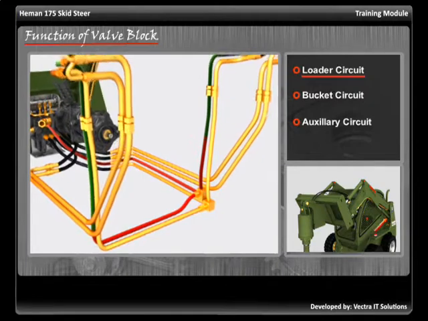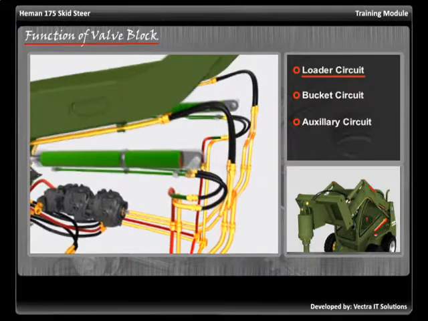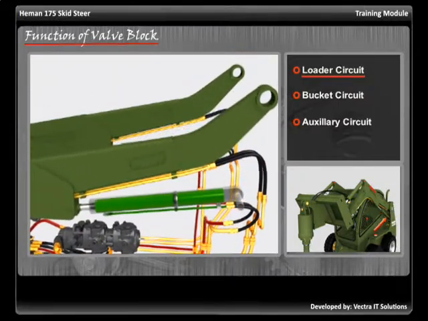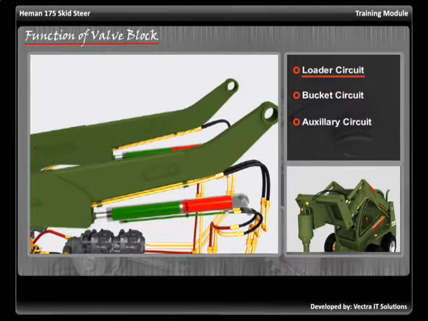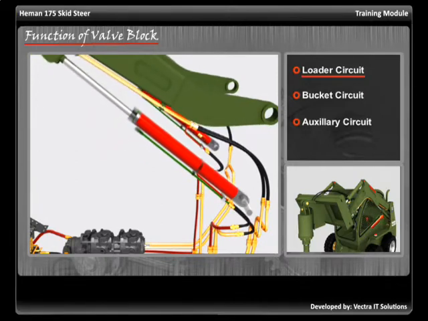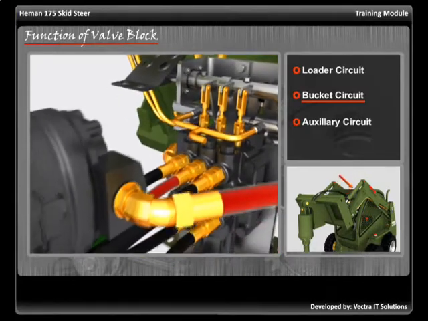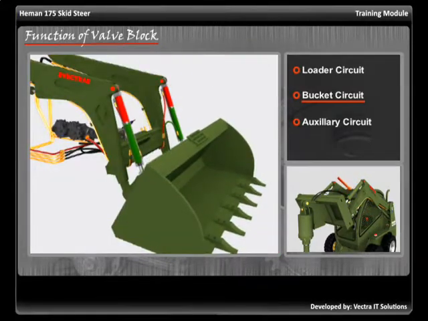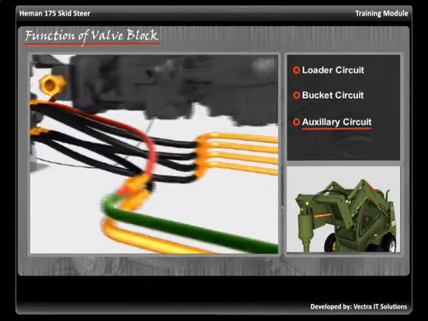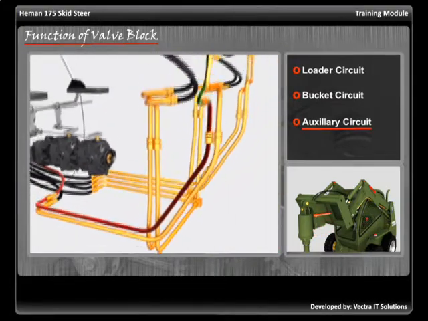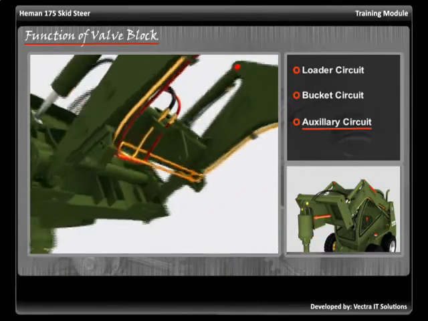Loader lift circuit is responsible for sending hydraulic oil to the 2 fixed cylinders of the loader arm. Bucket circuit is responsible for sending hydraulic oil to the 2 fixed cylinders of the bucket. Auxiliary circuit is responsible for sending hydraulic oil to the motors and cylinders of the optional attachments that are connected to the skid steer.